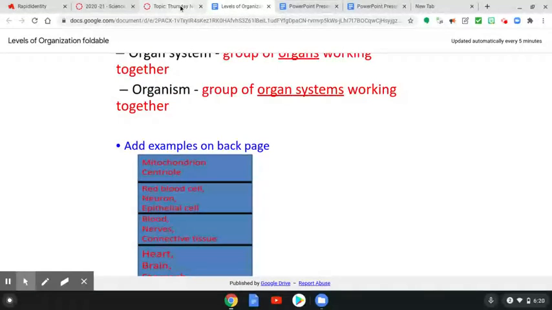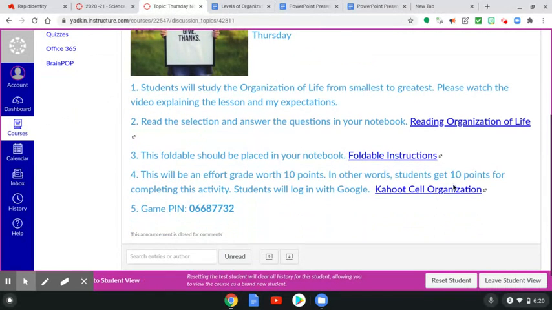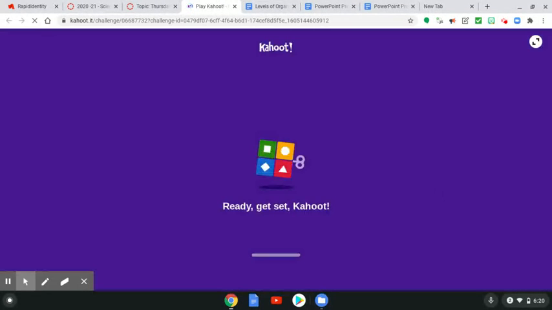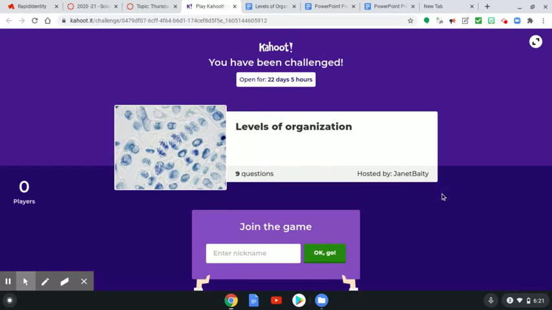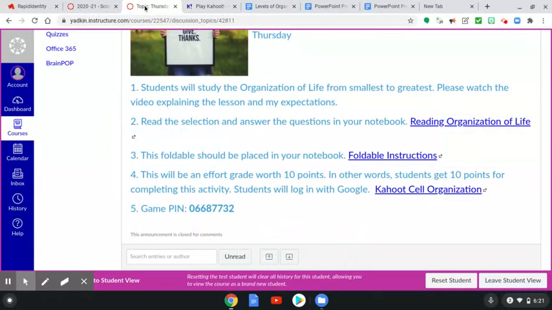Okay, next, there is a Kahoot. I think there's like 9 questions. I haven't played it because I just didn't feel like it. Okay, but when you sign on, you may have to sign in with Google and then put your name. And once you put your name, it will ask you for the code. And the pin is right here.